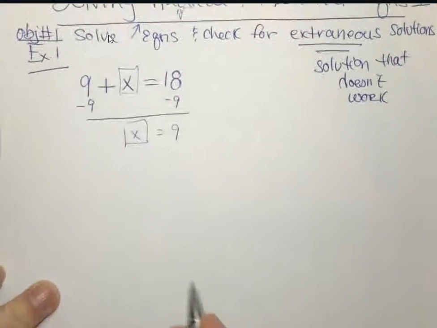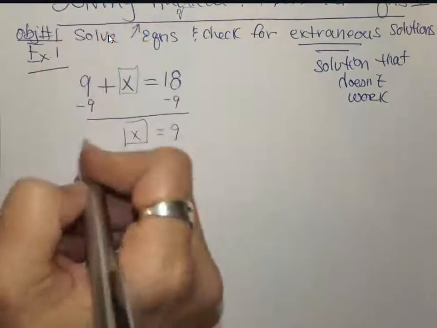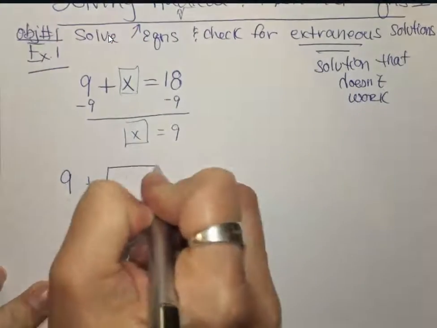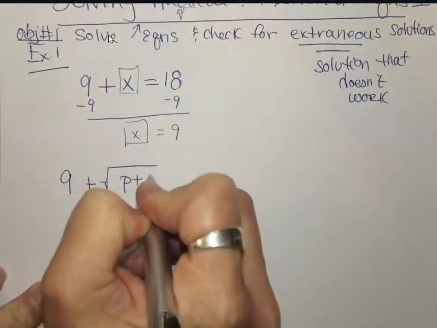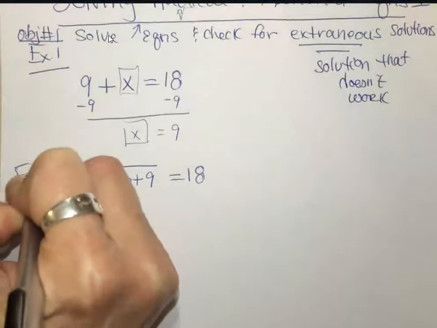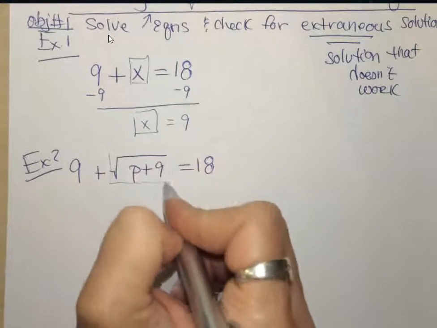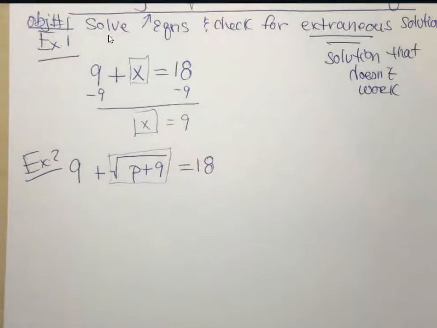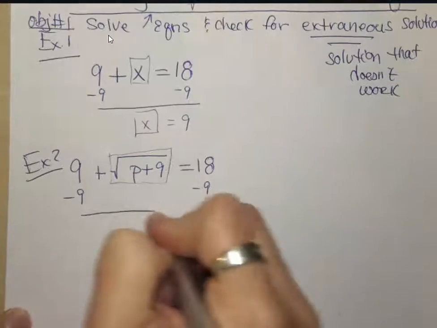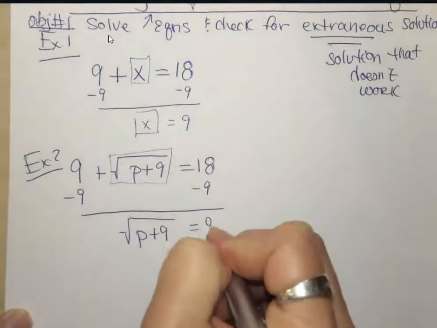So now let's look at our first question. Example number 1, that was kind of like a preview. So if we have 9 plus the square root of p plus 9 equals 18. All right, so this is kind of our thing that we are isolating. So what is on the outside? The 9. So we're going to get rid of the 9. So we have the square root of p plus 9 equals 9.